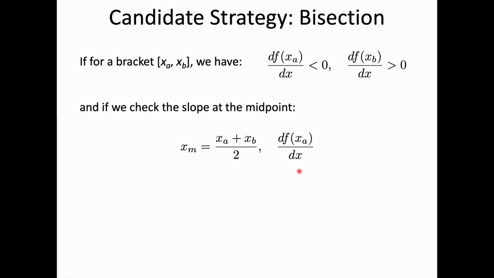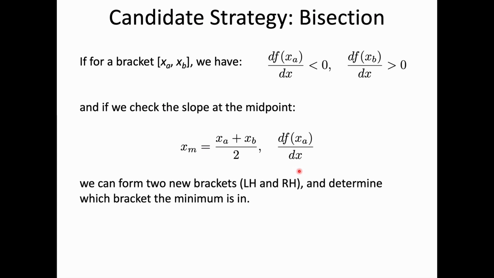We take that midpoint, we form 2 new brackets, a left-hand side and a right-hand side, and then if we have this piece of information, what is the sign of the slope at the midpoint, that should be xm, not xa, then that'll give us some information about what side of the midpoint the minimum is going to be in. And so this gives us a strategy of honing in on where the minimum is.